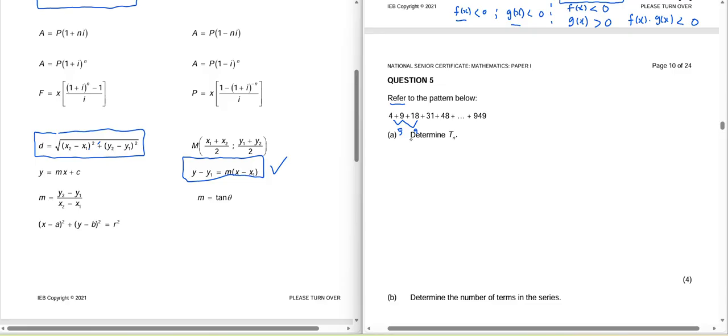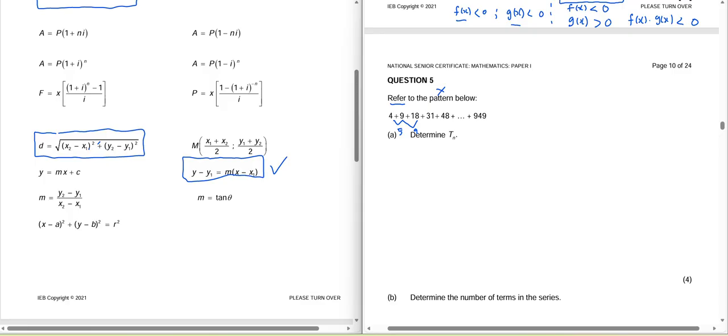Already there's a change here. We don't have a constant term. If it were supposed to be an arithmetic series, we would have 5, 5, 5 throughout, or 9, 9, 9 throughout. So it means this pattern can never be an arithmetic series. All right, we have marked this can never be an arithmetic series.